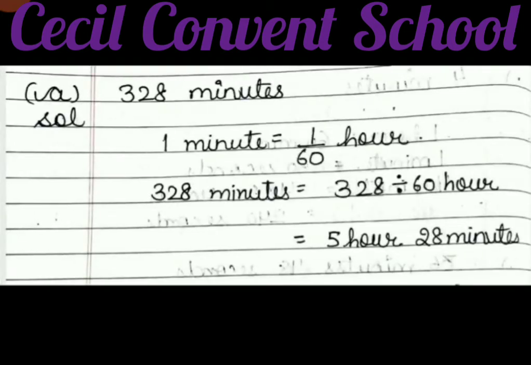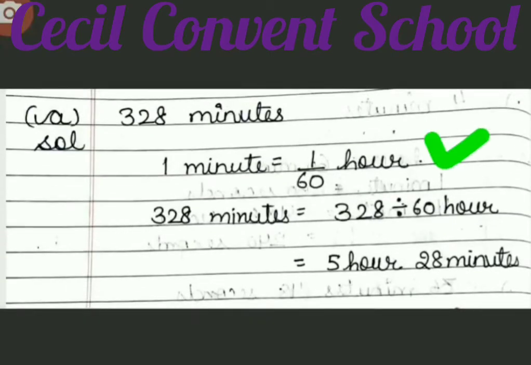As I already told you that 1 minute is equal to 1 by 60 hours. So for that, what you have to do? 328 you have to divide by 60. Clear? And divide in the rough. Whatever answer comes, you have to write down. When you divide it, 6 5s are 300. So 5 hours will come. And whatever remainder is left, that will be considered in the minutes only. So 28 minutes left, and that will be the answer. So the answer will be 5 hours 28 minutes.